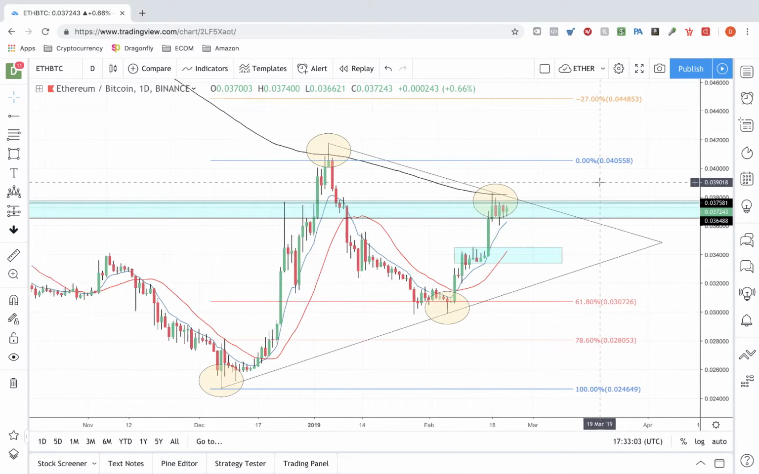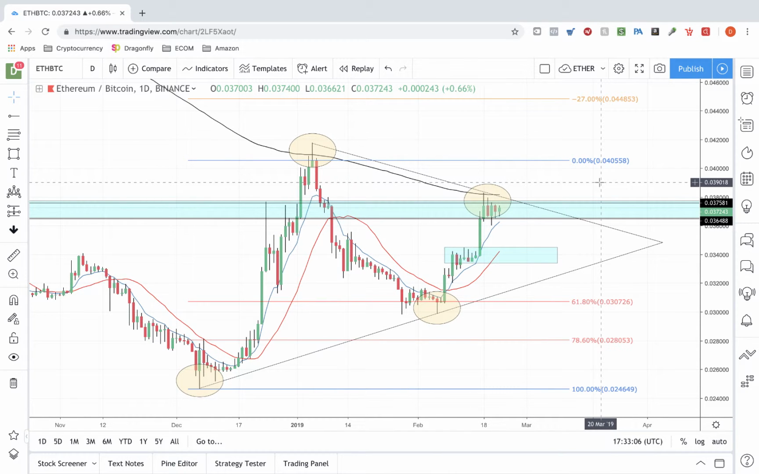Now, in this situation, what you want to do is you just want to wait. You can predict which way you think it's going. It looks pretty bullish, like we could break up to this level right here with no problem, retest this area here before we break to our target here around 44,000 Satoshis. But we could also see a breakdown and a fall back to this area.